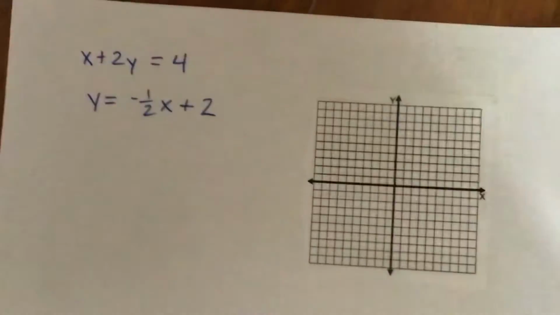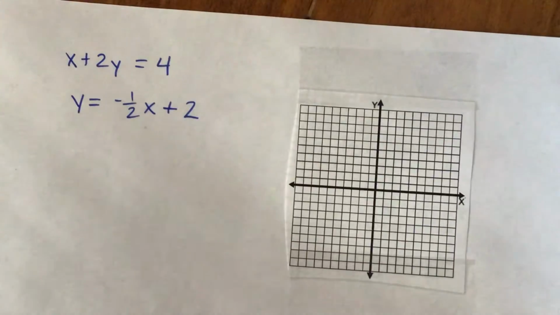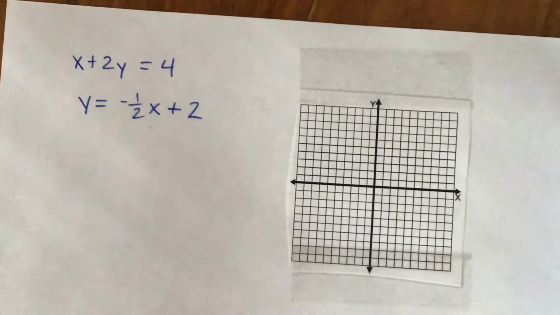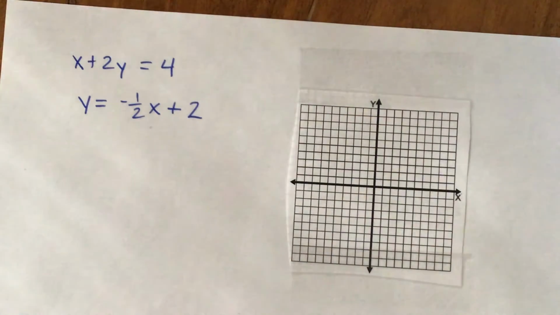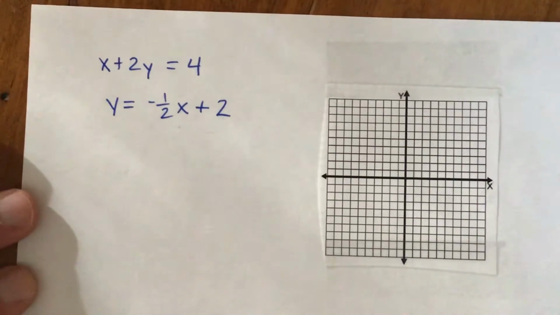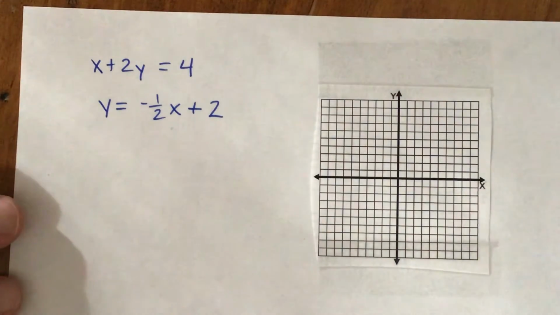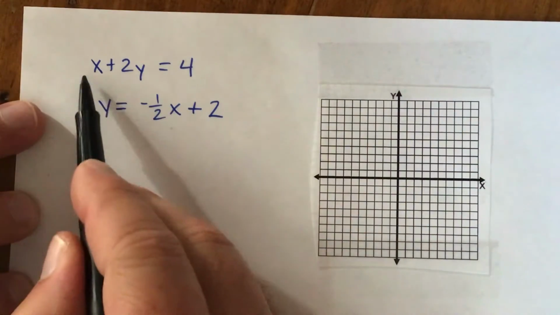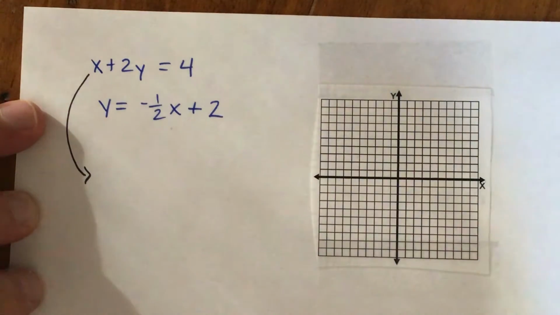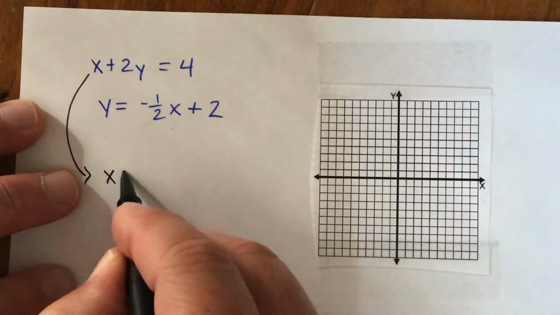We can try another one in this form here. Zoom back out a little bit. Okay, so first things first, we have to make sure that it is in y equals mx plus b form. It looks like the first one is not. So let's look at that and let's work on that.